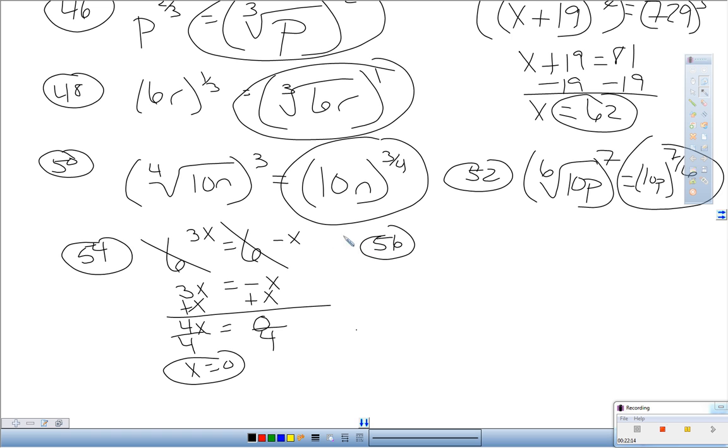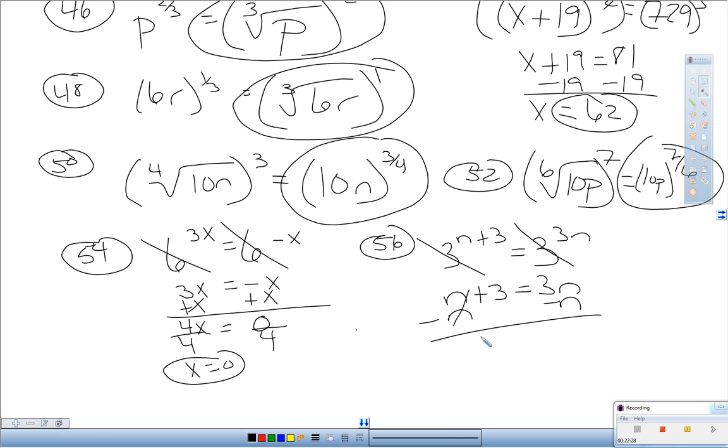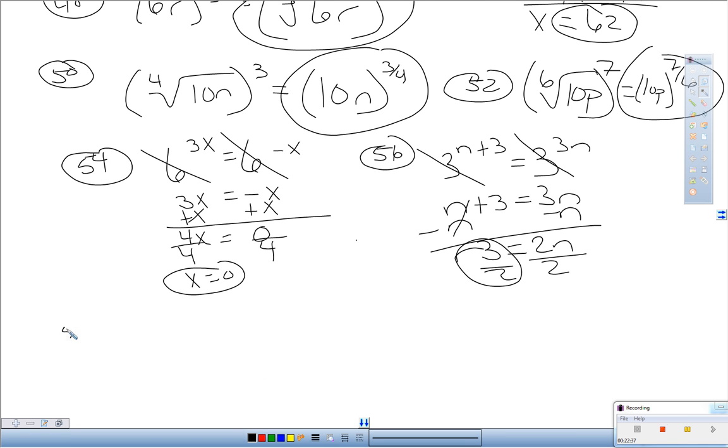All right, for 56, you've got 3 to the n plus 3 equals 3 to the 3n. Notice the 3's are going to cross out, so that leaves me n plus 3 equals 3n, and then subtract 1n from both sides. That gives me 3 equals 2n, and then just divide by 2. That gives my answer of 3 over 2.